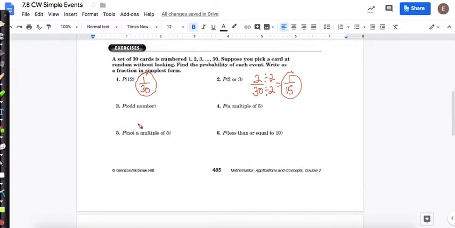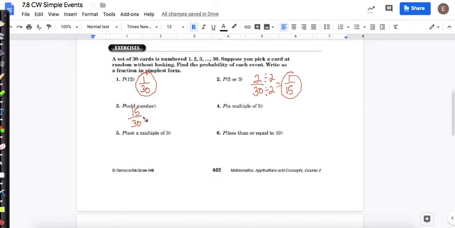Odd number. Remember, odd numbers are any numbers that end in 1, 3, 5, 7, or 9. If we think about all the odd numbers, we could count them: 1, 3, 5, 7, 9, 11, 13, 15, 17, 19, 21, 23, 25, 27, 29. That would be a total of 15 odd numbers out of 30.